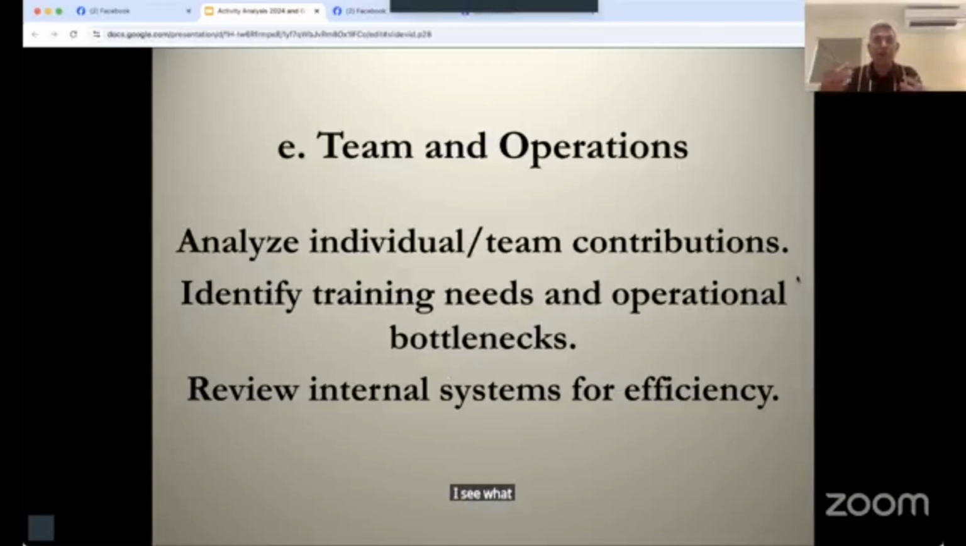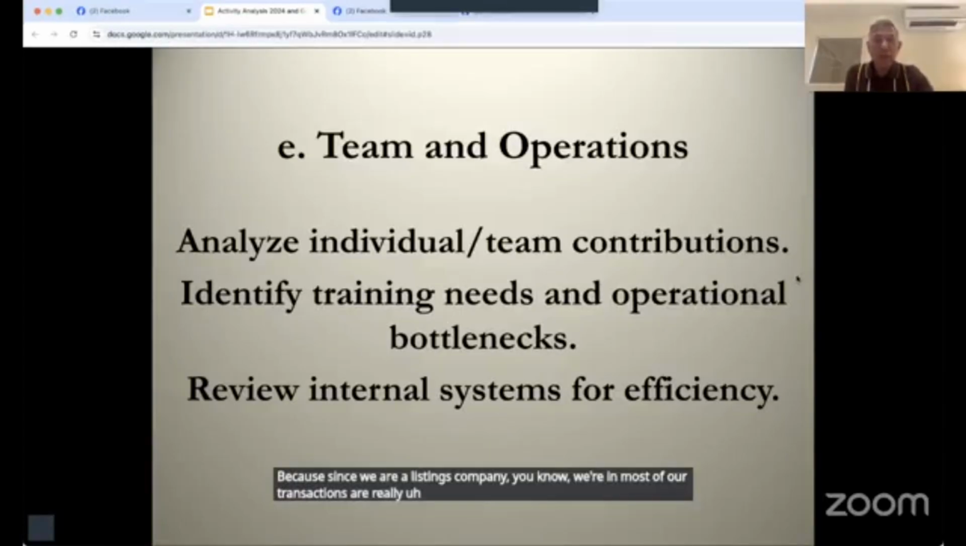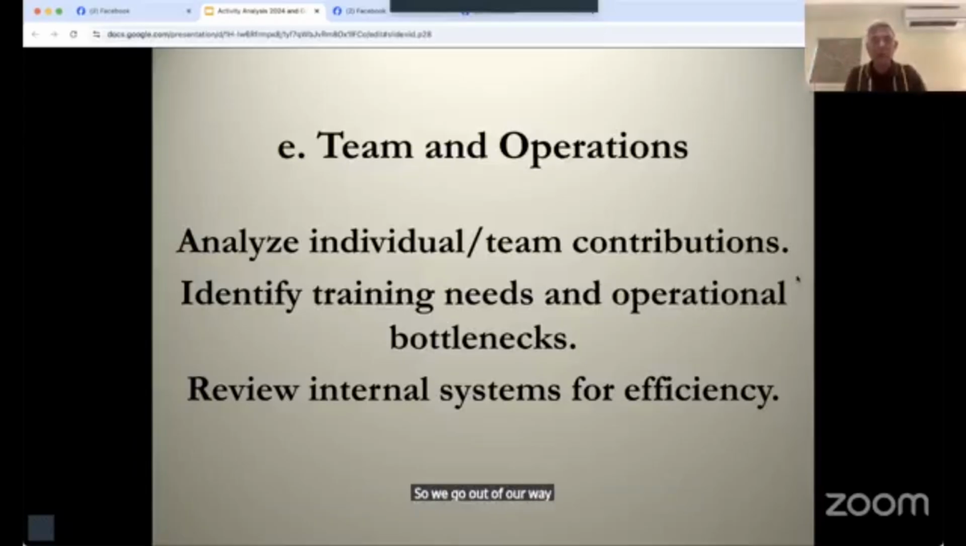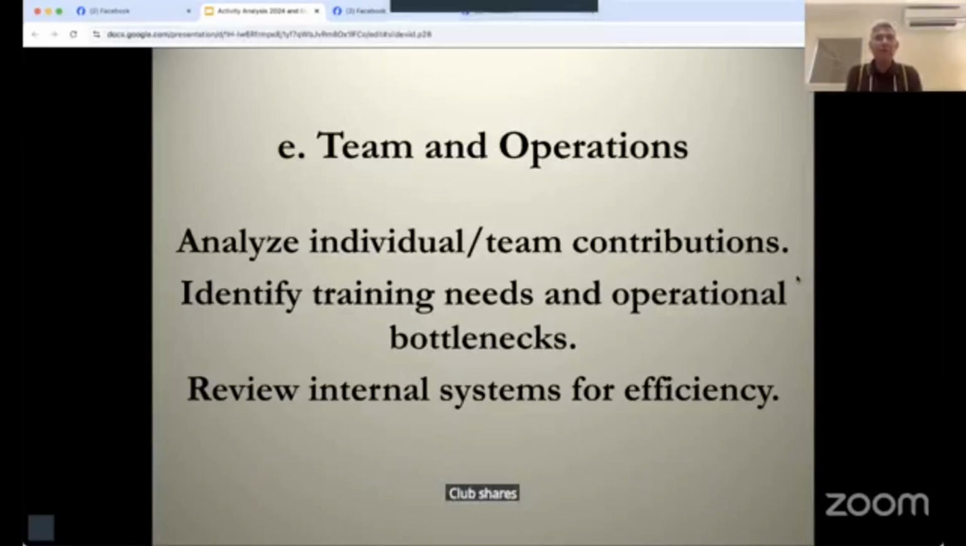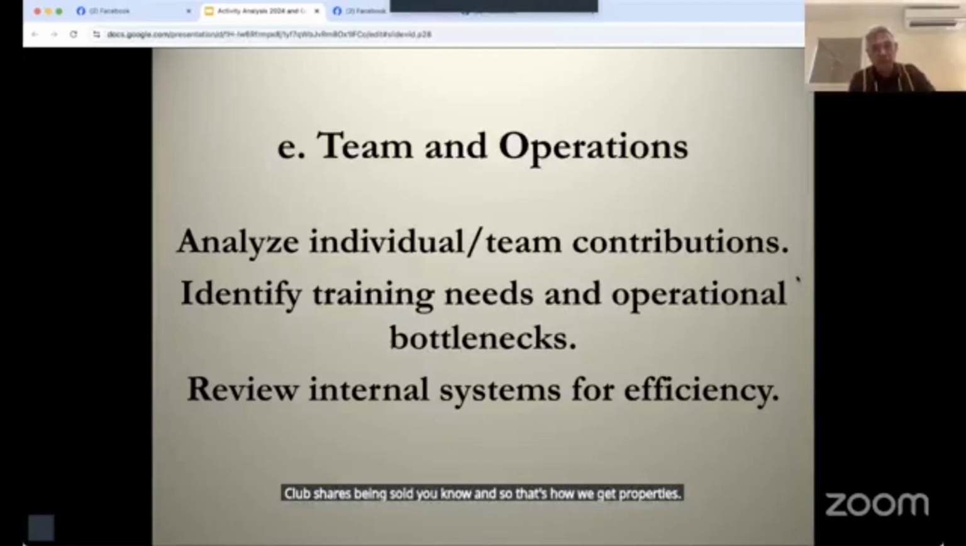We do a lot of telemarketing because we are a listings company. Most of our transactions, we are the listing broker, so we go out of our way to find those listings. We have a lot of want-to-buy requests. I ask my Telegram group of clientele for properties being sold, club shares being sold, and that's how we get properties and listings, and then we share them out.